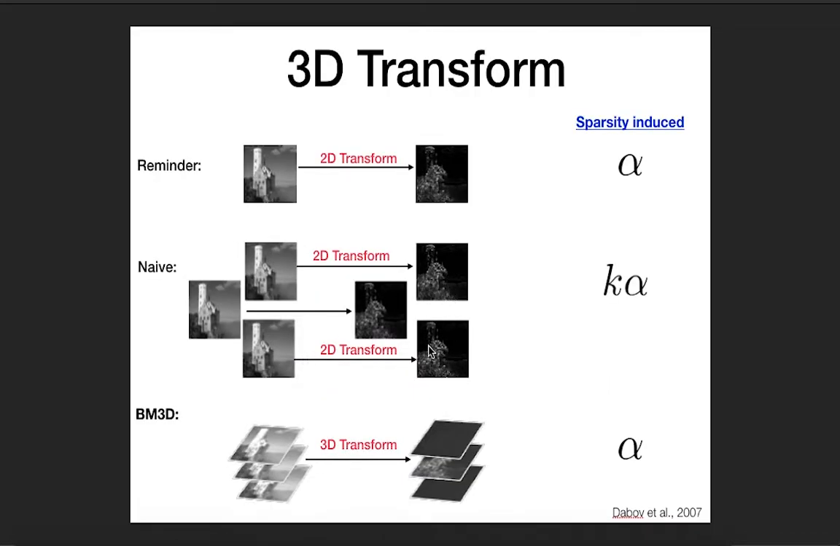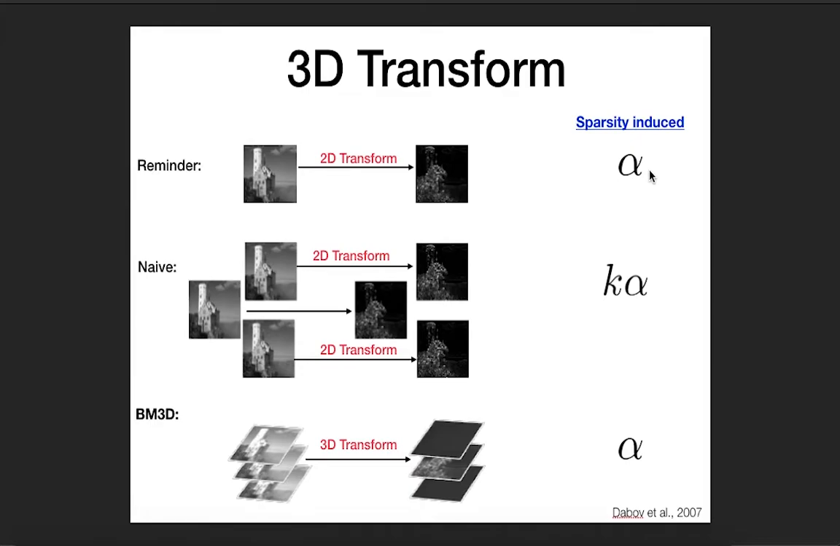Then you treat all these patches like a video, and you apply a 3D transform and not a 2D transform. For example, with this image, if you apply a 2D DCT transform, I'll tell you what it is, and then cut off, doing an iterative hard thresholding, you get something like this. Basically, the sparsity induced is alpha. So how many atoms you are keeping is the amount of sparsity induced, right?